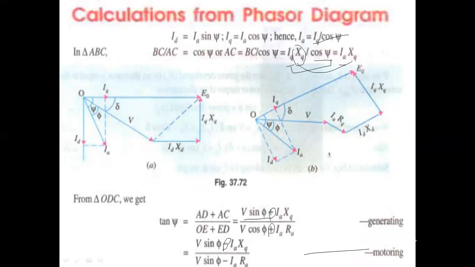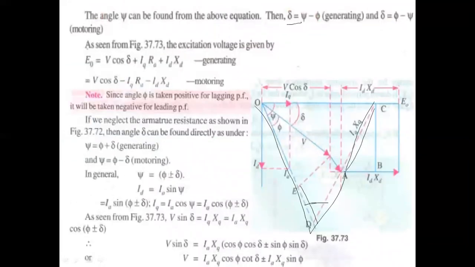So actually we have to find the angle phi. From the above equations, for motoring and generating, we can find phi. So phi is equal to tan inverse of this value, right? And for generating action, I am calling this one gamma. Gamma is equal to xi minus phi for generating action, and phi minus xi for motoring action.